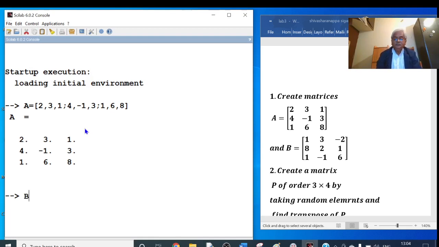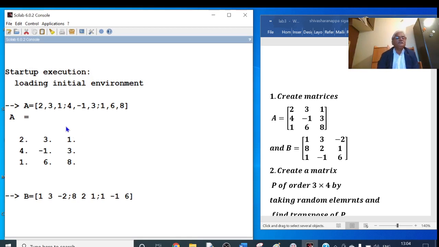Now I will write B equal to, again open square brackets. Here, instead of commas, I will give a space. 1 space 3 space -2. Again we put a semicolon here. Next, the second row: 8 space 2 space 1 semicolon. Third row elements: 1 space -1 space 6, and close the square bracket.